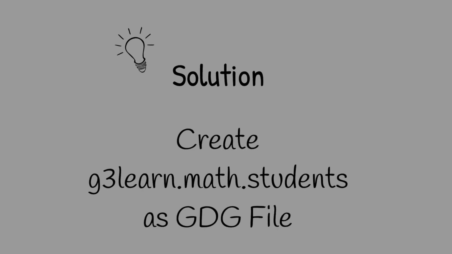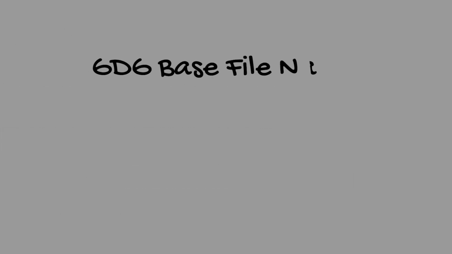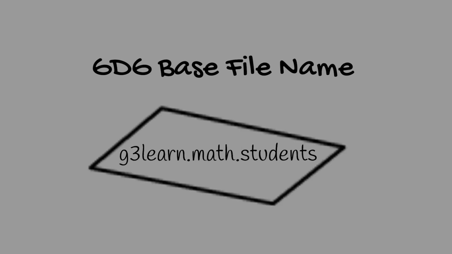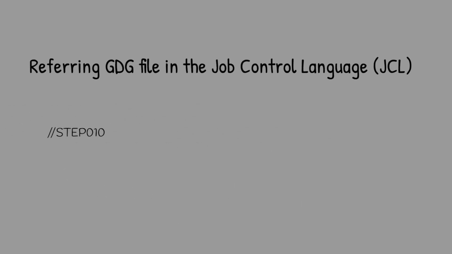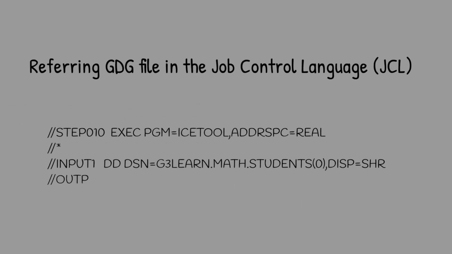GDG stands for Generation Data Group, where multiple generations of files can be stored with the same base name. The limitation is that you can have only 255 generations for one base file. Let's see, if the gen3learn.math.students file is created as a GDG, how the data will be referenced and stored. I haven't touched on the creation of the GDG file in this video. GDG files are referenced a little differently in the JCL. Notice the 0 enclosed within parentheses after the file name. It tells the JCL to read the current version of the file.